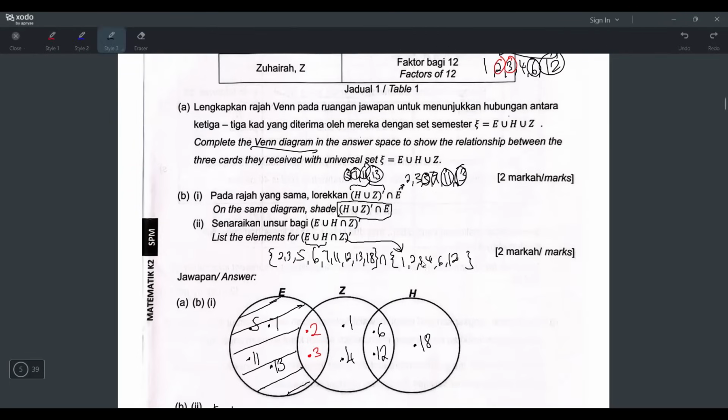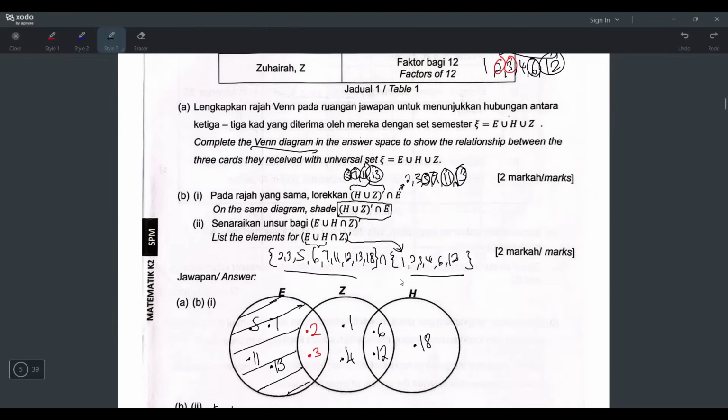Now do the intersection. But sir, what about the complement? Saya sudah cakap, complement last kali baru tengok. You jangan tengok sekarang. Kalau you tengok sekarang, salah. The complement is outside the bracket, so jangan tengok sekarang. Sekarang kita kena buat E union H intersect Z dulu. Okay, E union H sudah buat. Sekarang ambil yang ni intersect Z.